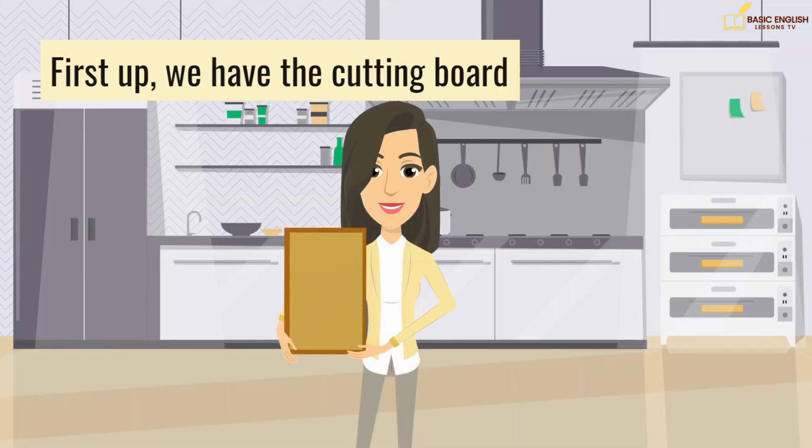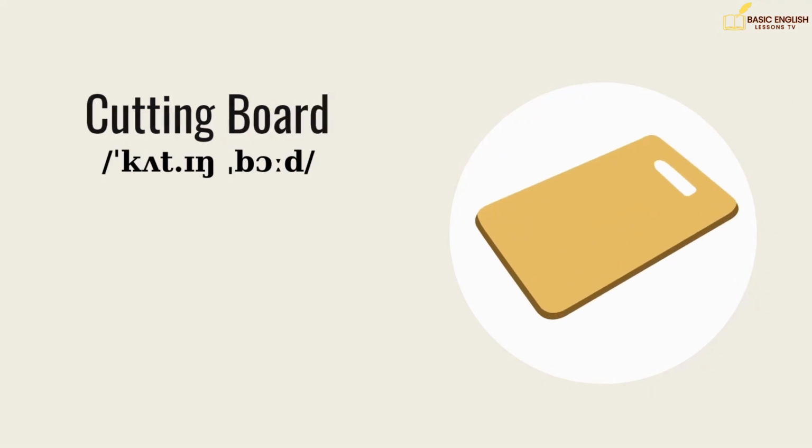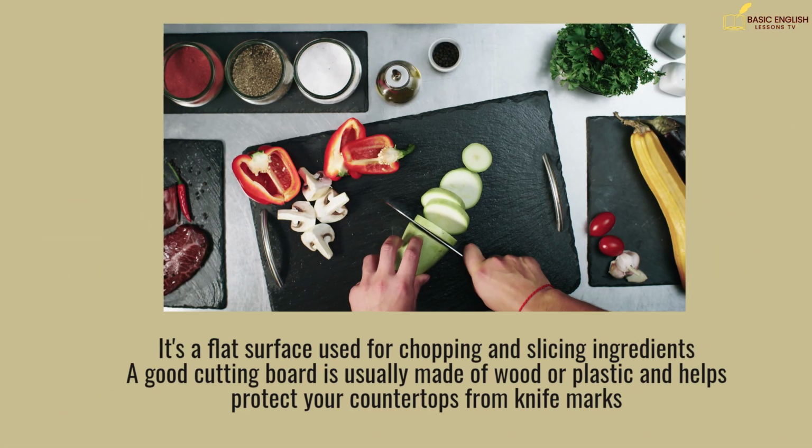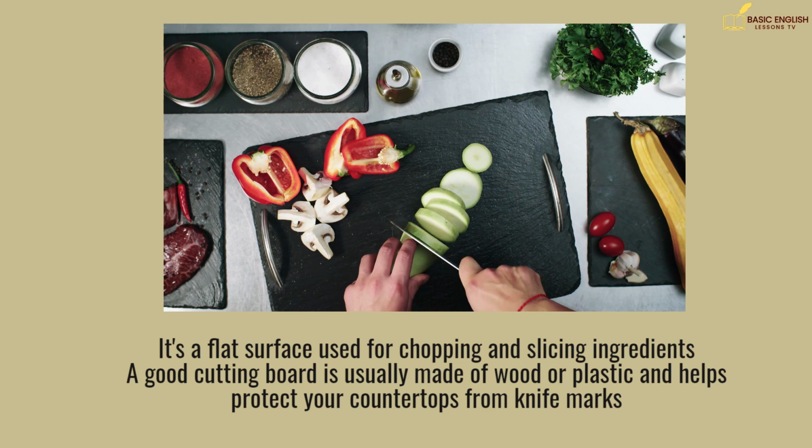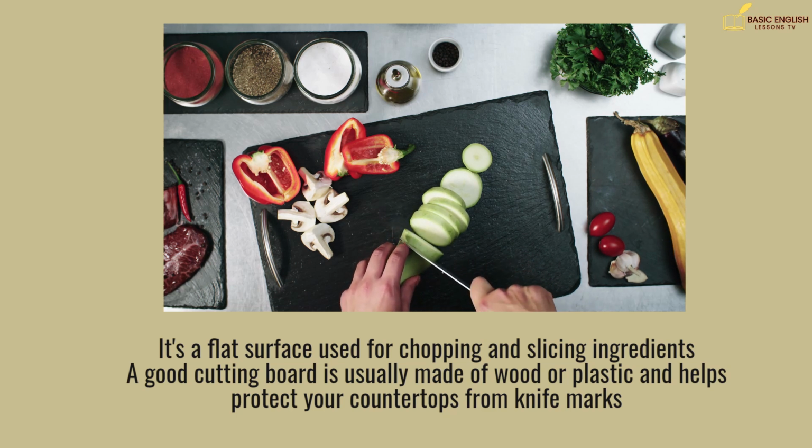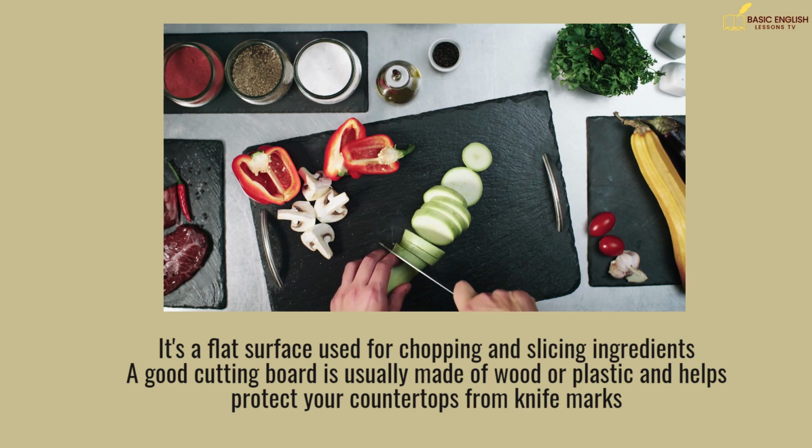First up, we have the cutting board. Cutting board. It's a flat surface used for chopping and slicing ingredients. A good cutting board is usually made of wood or plastic and helps protect your countertops from knife marks.